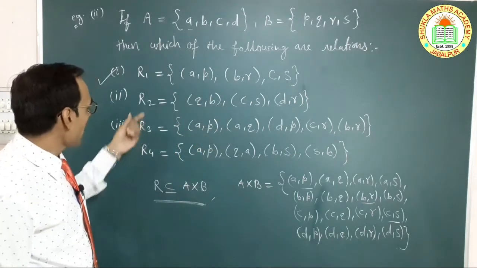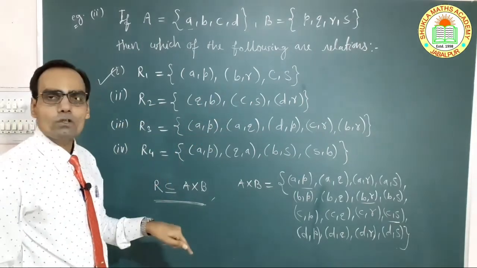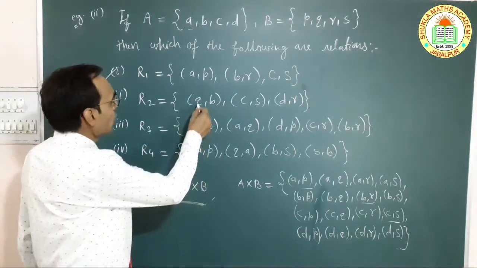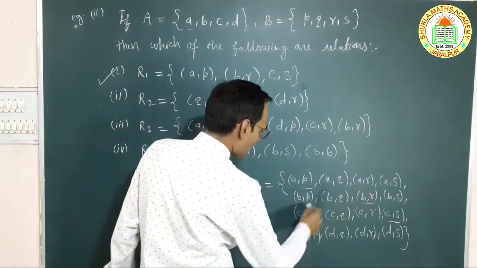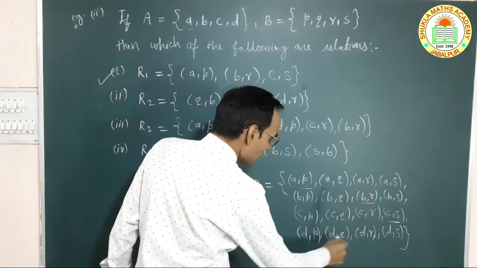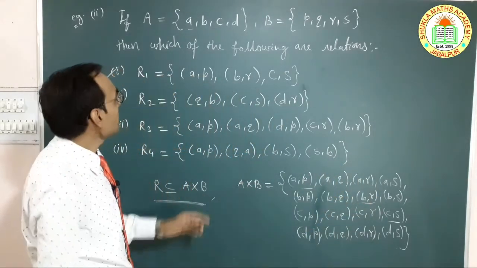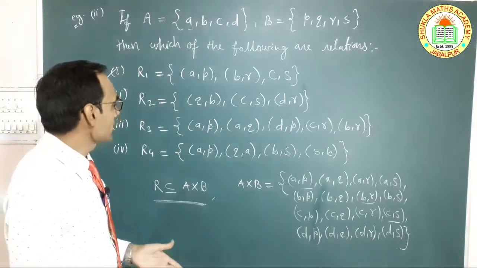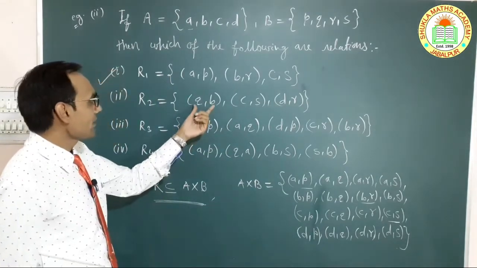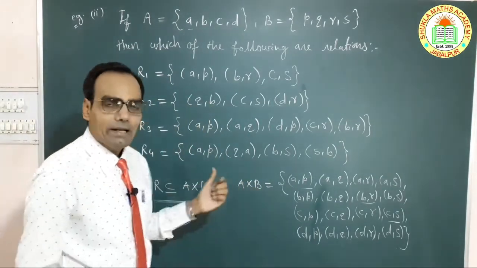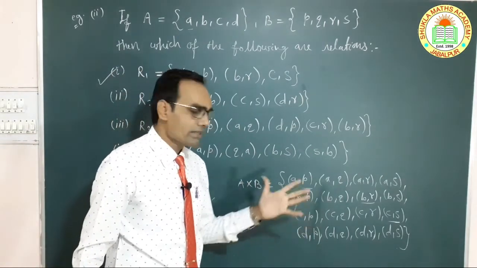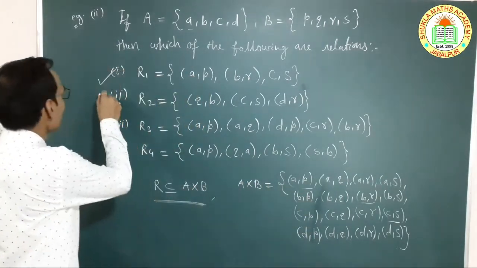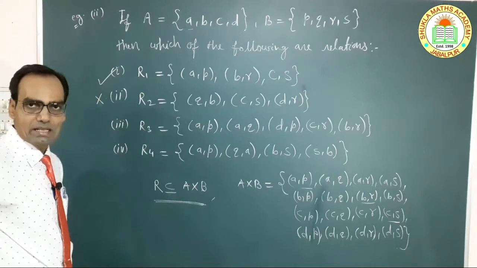Now see whether R2 is a subset of A cross B or not. QB is not present here, because Q is not an element of set A. So obviously the element QB is not present in our Cartesian product set, that is A cross B. So this is not a relation, right?